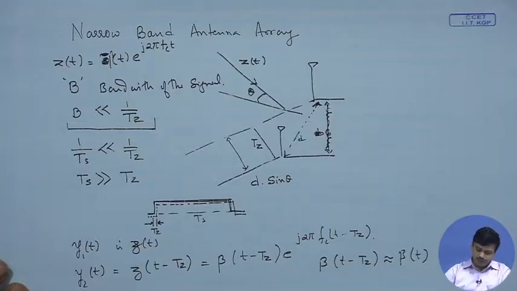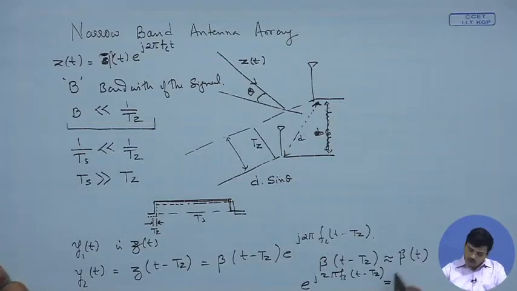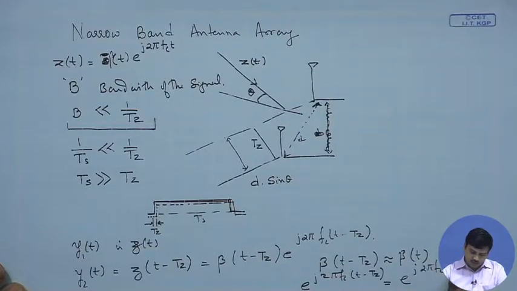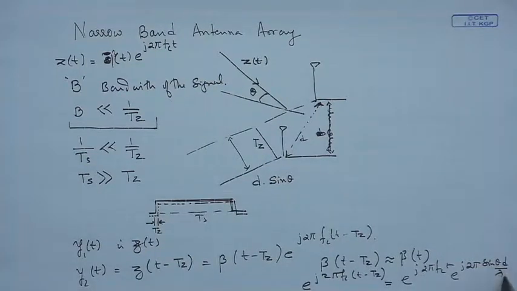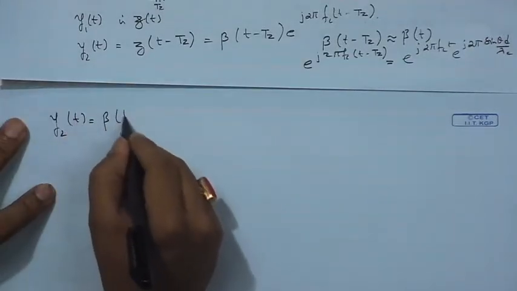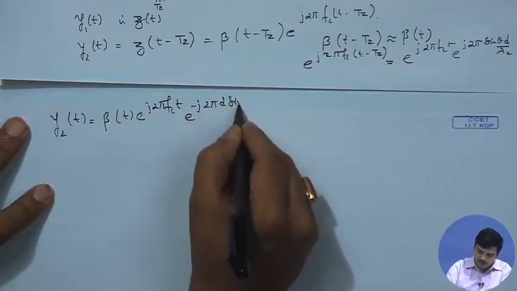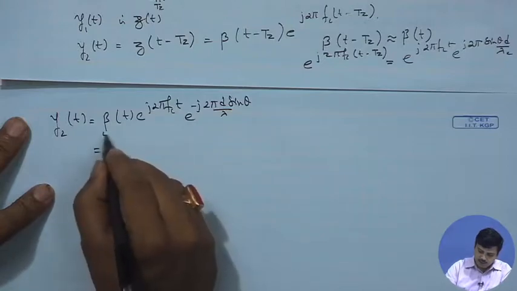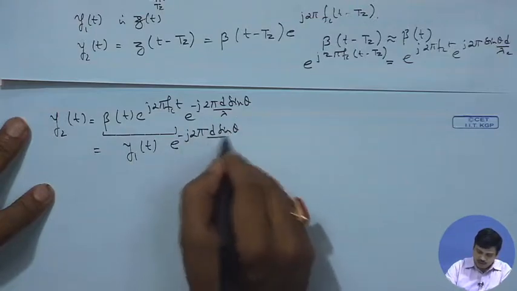That means the signal is almost the same, or in other words you could have e to the power of j 2 pi f c (t minus tz) is equal to e to the power of j 2 pi f c t times e to the power of j 2 pi sin theta times d by lambda c, where d by lambda is the wavelength ratio. So with this assumption we have y 2 of t equal to beta t e to the power of j 2 pi f c t e to the power of minus j 2 pi d sin theta by lambda, which you could write as y 1 of t e to the power of minus j 2 pi d sin theta by lambda c.